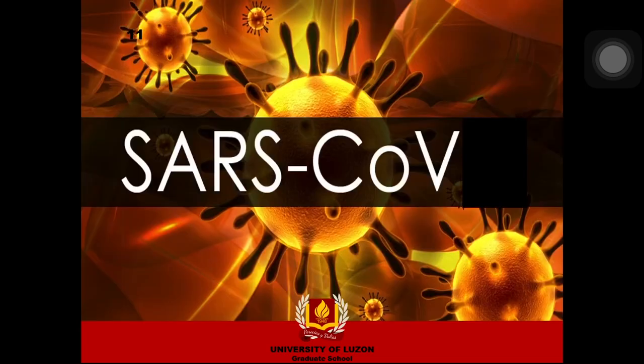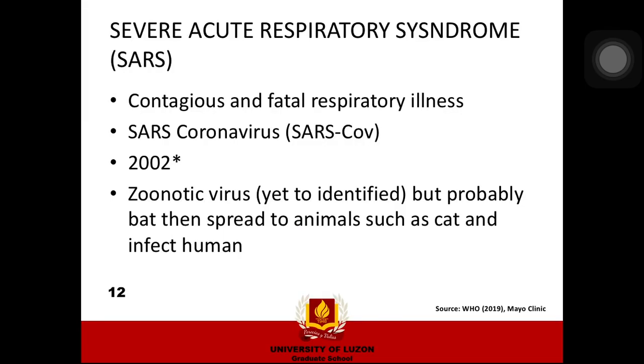So second, we have the SARS-CoV or the severe acute respiratory syndrome. It is a contagious and fatal respiratory illness caused by SARS coronaviruses. It was first identified in 2012 in the province of Guangdong in southern China. It is a zoonotic virus yet to be identified but probably originated from bats then spread to animals such as cats and human infections.